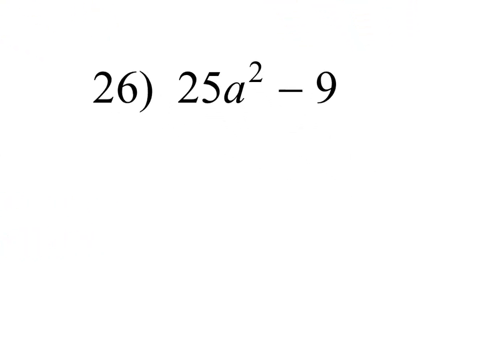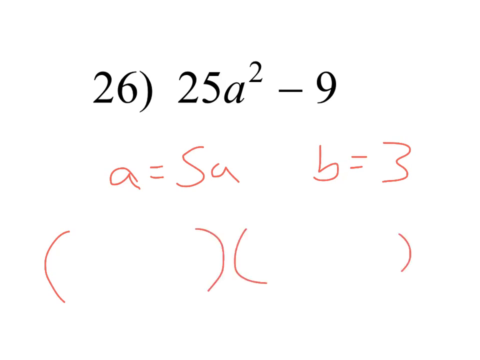So let's look at 26. What's our A? 5a. And B is 3. So what's our answer going to be? 5a plus 3 and 5a minus 3.